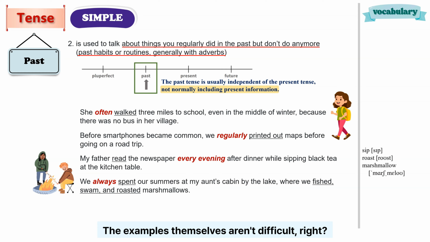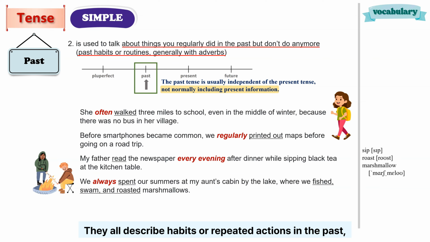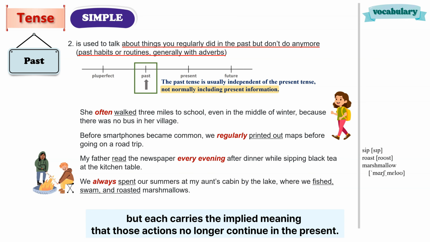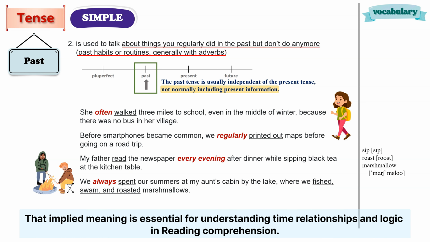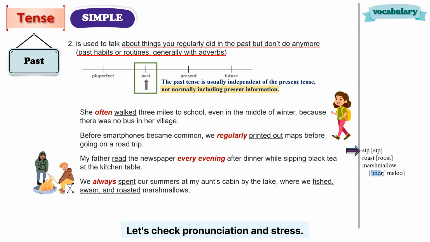The examples themselves aren't difficult, right? But pay close attention to the hidden meaning of the past tense combined with the red time markers. They all describe habits or repeated actions in the past, but each carries the implied meaning that those actions no longer continue in the present. That implied meaning is essential for understanding time, relationships, and logic in reading comprehension. Recognizing the hidden meanings conveyed by tense is more important than most people realize. Let's check pronunciation and stress.